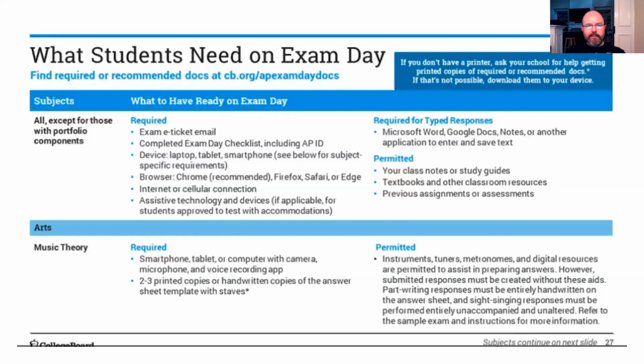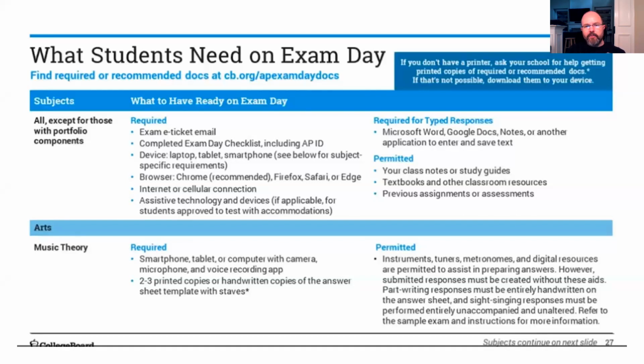You're going to have your device. You're going to have a browser, Chrome recommended, not Microsoft Internet Explorer. Internet or cellular connection. If you're on your phone, cell connection will work. Make sure it's a good connection. If you know that somewhere in your house doesn't get good cell connection and you're using a phone, don't go there. Go to a different place where you get a better connection. Any assistive technology or devices, so that's anything that helps you read or make sure that you can access the questions.